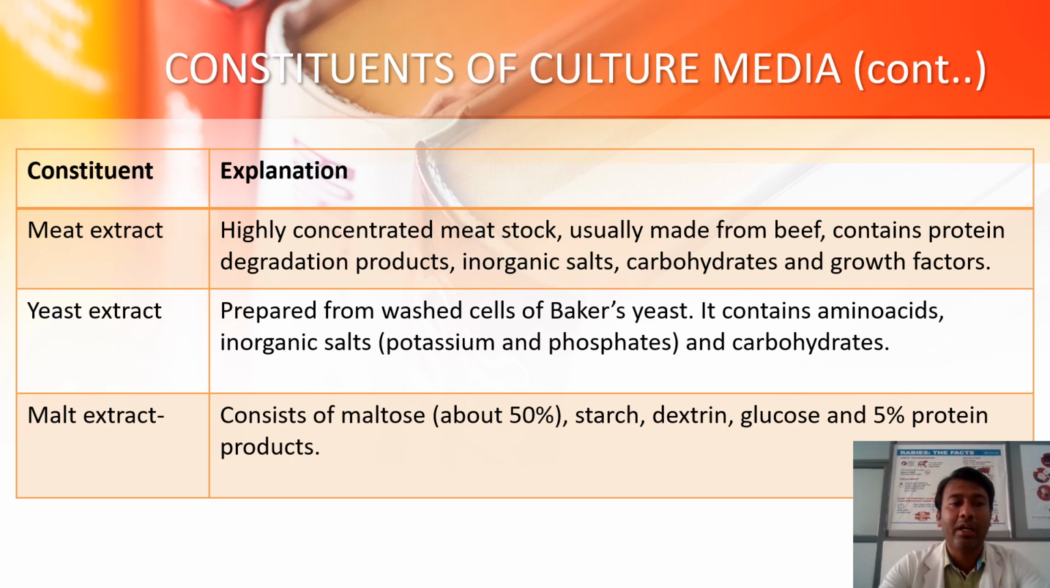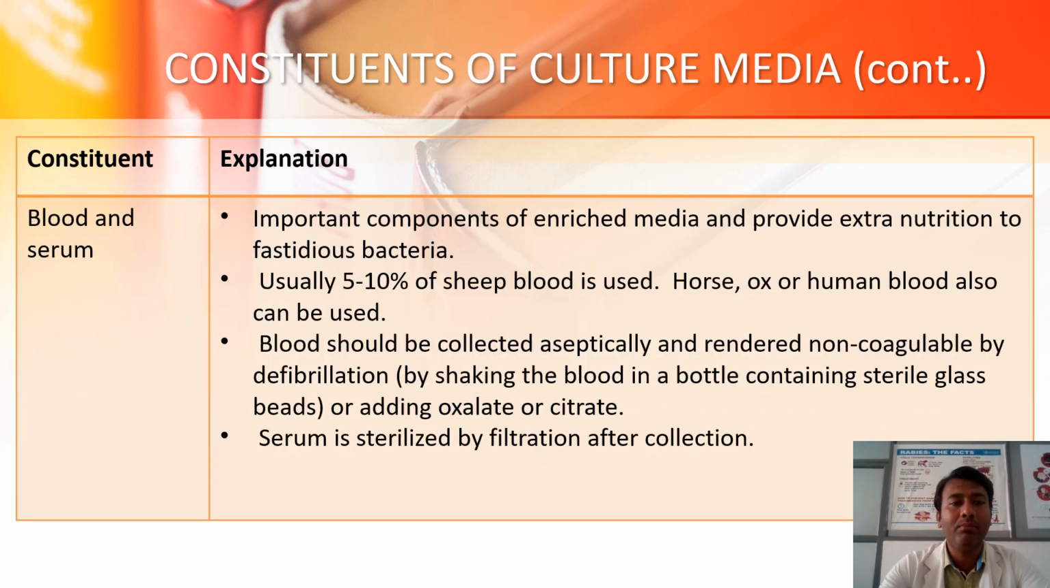Some of the culture media also have malt extract, which consists of maltose, starch, that is carbohydrates, dextrin, glucose, and 5% protein products. There are some specialized or enriched culture media. Now, what is enriched culture medium? Those culture media which are enriched with extra nutritional sources. So some extra nutritional sources like blood or serum will be added, and then the culture medium becomes an enriched culture medium. The most common enriched culture medium that is used in microbiological investigations is blood agar, where we add sheep blood.